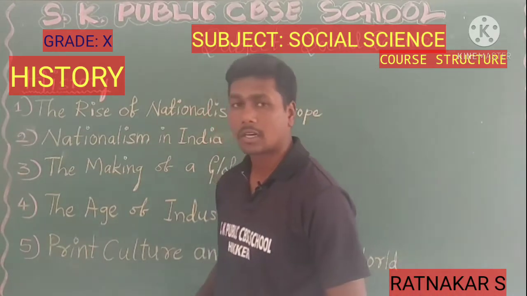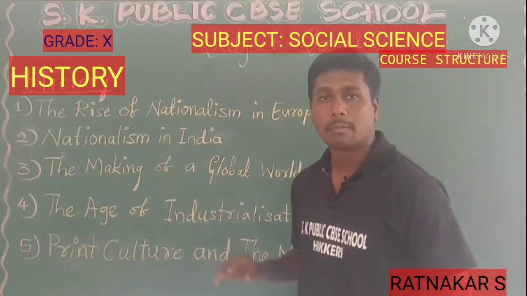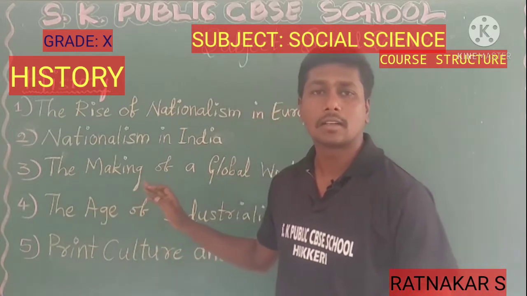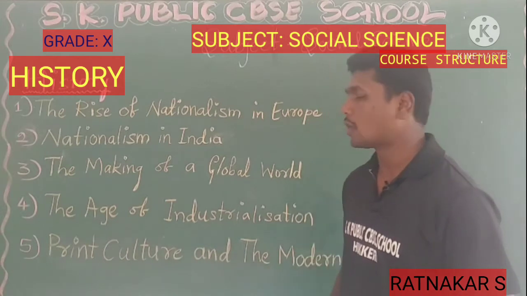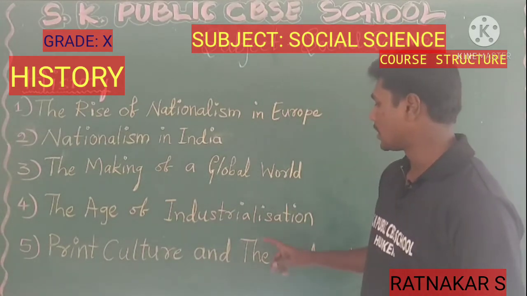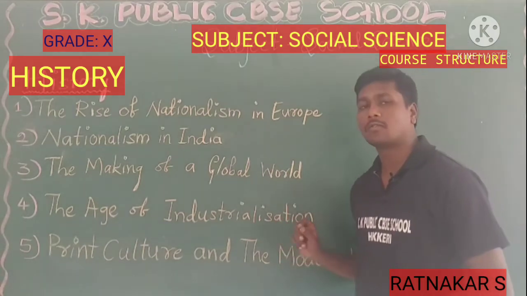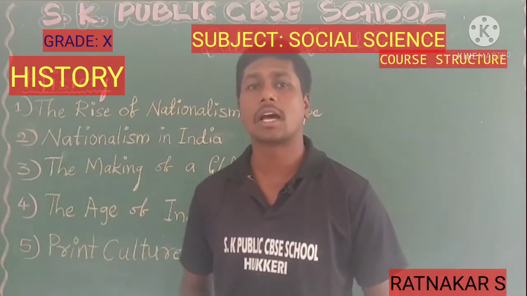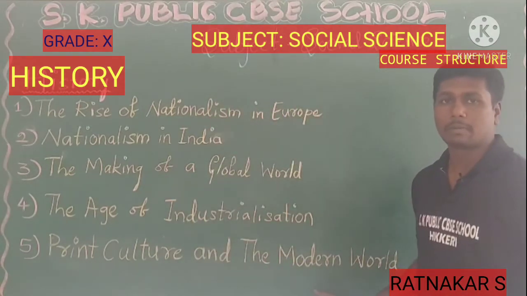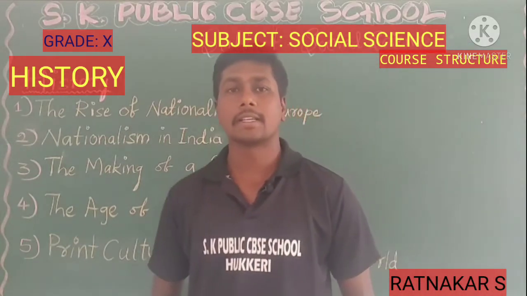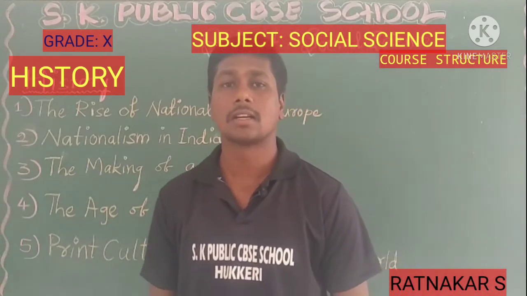The third chapter in history is the making of a global world. It is the third lesson in the history section of class 10. Then the fourth one, the age of industrialization, is the fourth lesson in history. And the fifth one is print culture and the modern world. It is the last lesson in the history section of class 10.